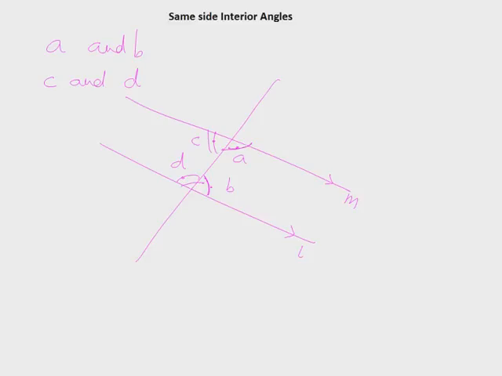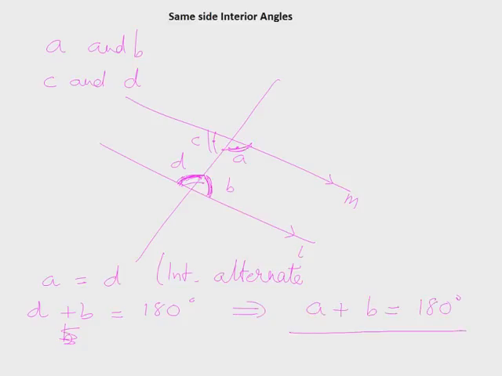Now what's the property? Well, we know that A is equal to D because those are interior alternate angles. But D and B add up to 180 degrees because that's a straight angle. So D plus B is equal to 180 degrees. And now D is equal to A, so I can substitute D by A, which implies that A plus B is equal to 180 degrees. And that's the property of same side interior angles: A plus B equal to 180 degrees, or C plus D equal to 180 degrees.